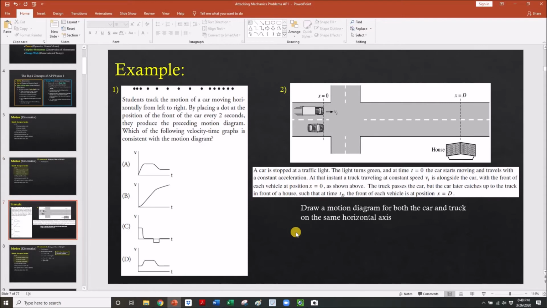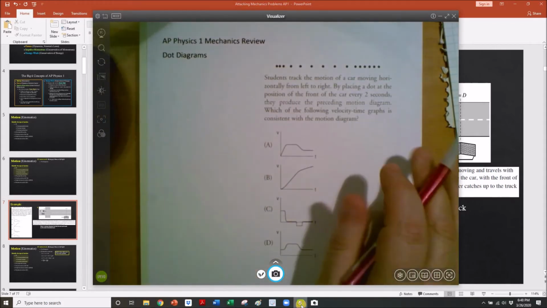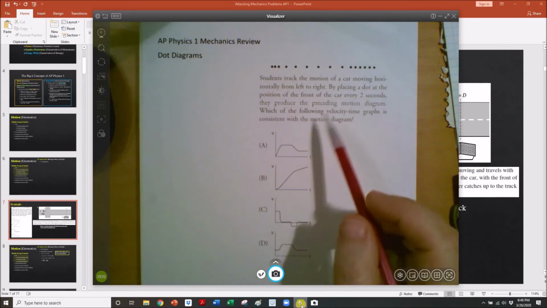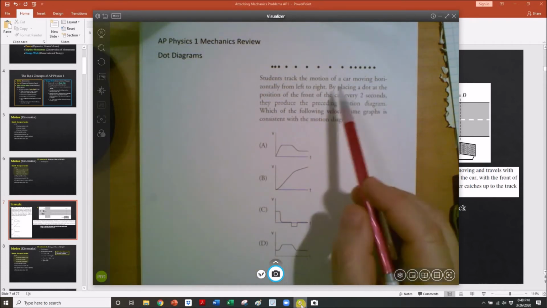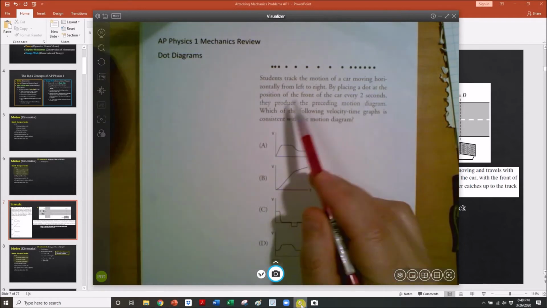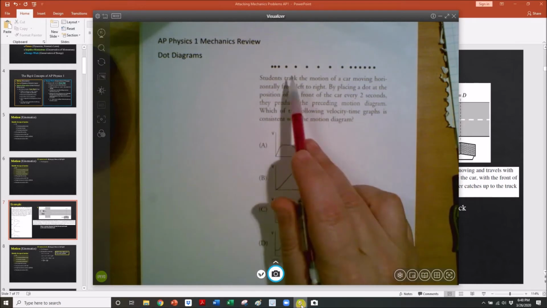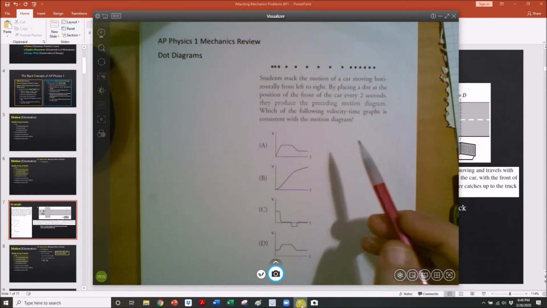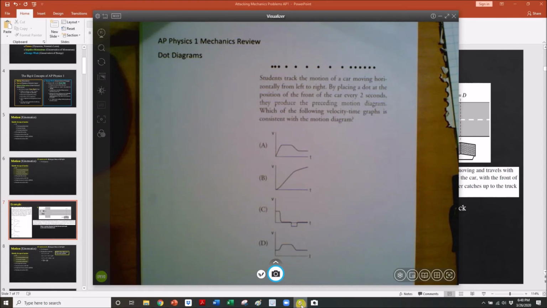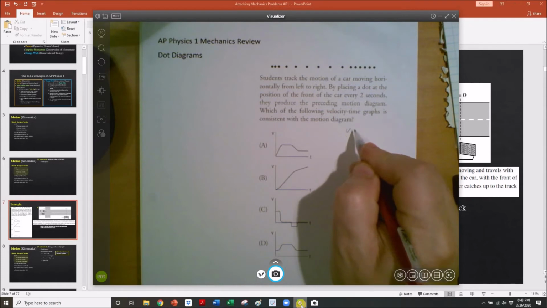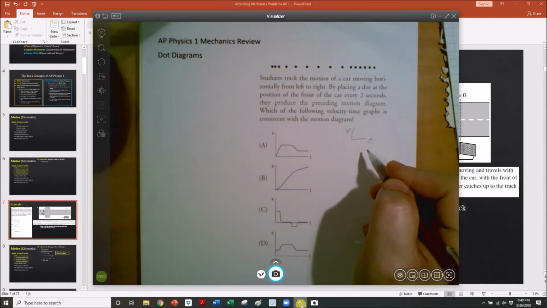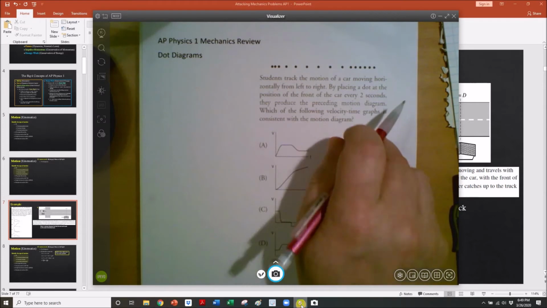So let's look at a couple of examples. If we look over here, we've got a problem. Students track the motion of a car moving horizontally from left to right by placing a dot at the position of the front of the car every 2 seconds. They produce the preceding motion diagram that's up here. Which of the following velocity-time diagrams is consistent with this motion diagram? Okay, so a couple of things. Number one is we're talking about a velocity versus time graph, not a position-time graph. So let's look at what the velocity is doing.